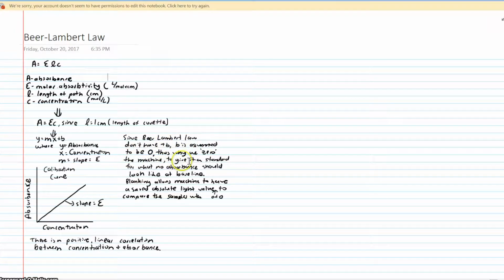And that's why we zero the machine. We do this to give a standard for what the absorbance should look like at baseline. The blanking also allows the machine to have a saved absolute value of light at 0 to compare all the samples with.